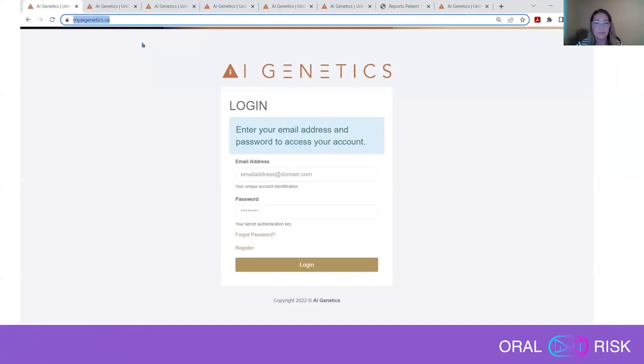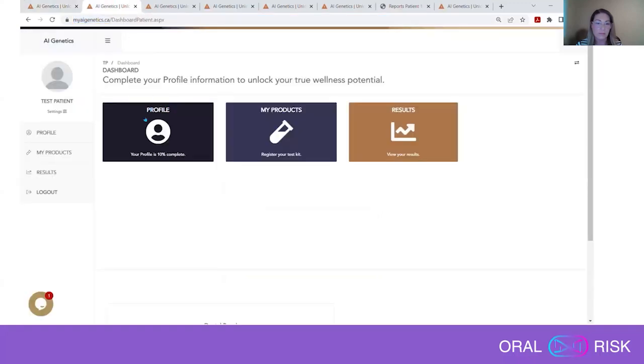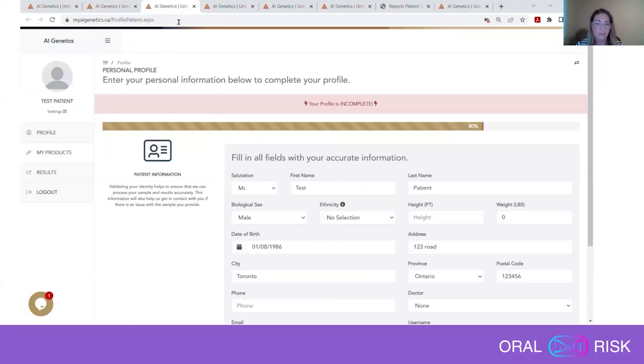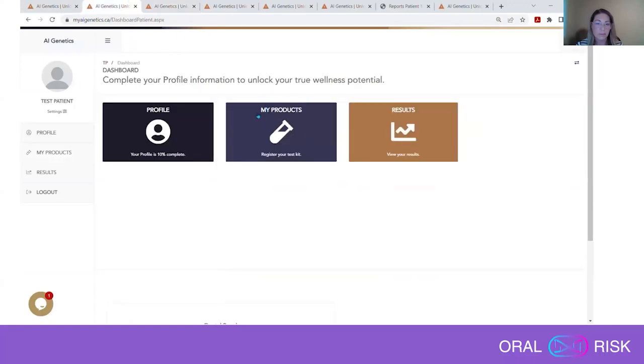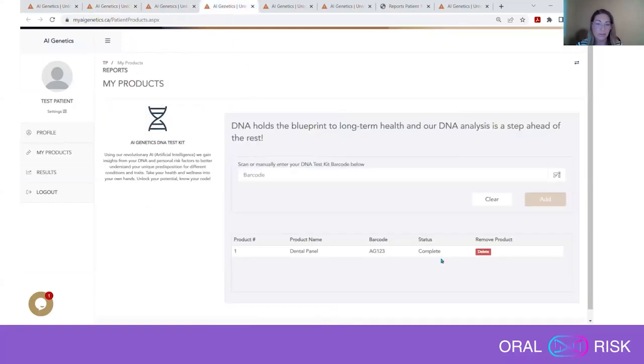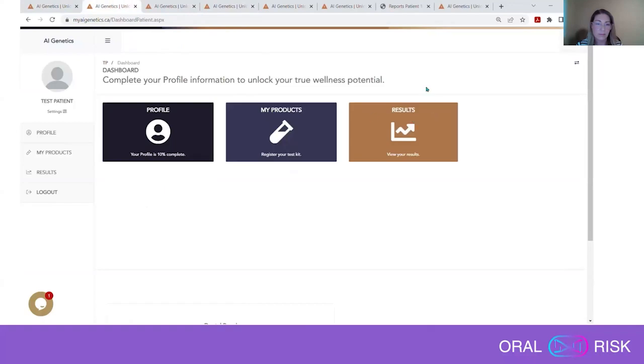At AI Genetics, our vision is to realize a future in healthcare that is patient-centered, personalized, participatory, and preventative. Our portal was developed with this vision in mind. Customers can access our portal at myaigenetics.ca on their mobile phone or computer. Once logged in, you can create and customize your profile. You can register your test kit and view the status of your DNA testing. And lastly, you can review the results of your genetic testing report.